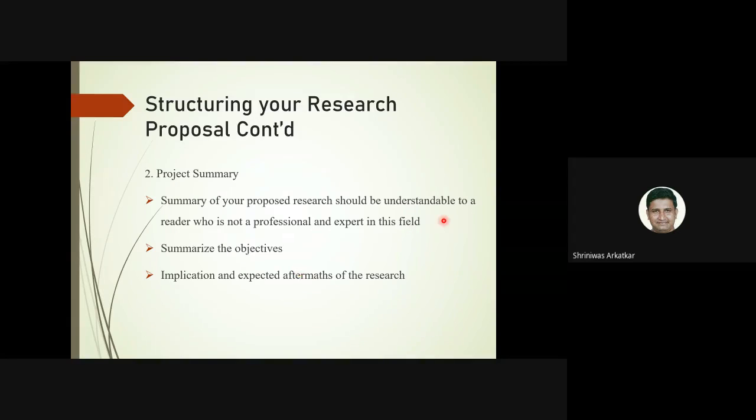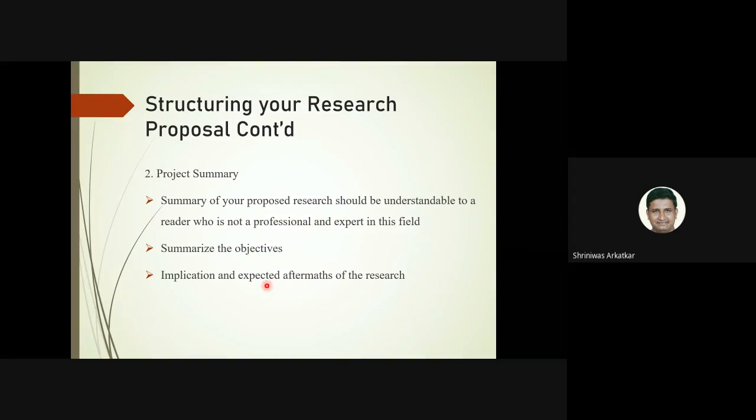Summary of your proposed research should be understandable. Reader should be able to connect it well. It should be understandable to a reader and to a common man who is not even a professional and expert from your field, because it is not true that it will always go to a person from your field. So it is very important to write in such a way that it is well understood and well grasped by a common man, or at least with the minimum qualification required to be an evaluator of that particular research proposal. Then summarize objectives.